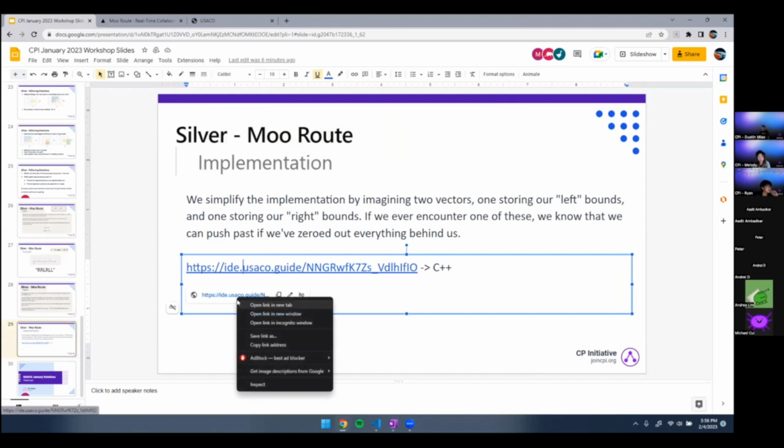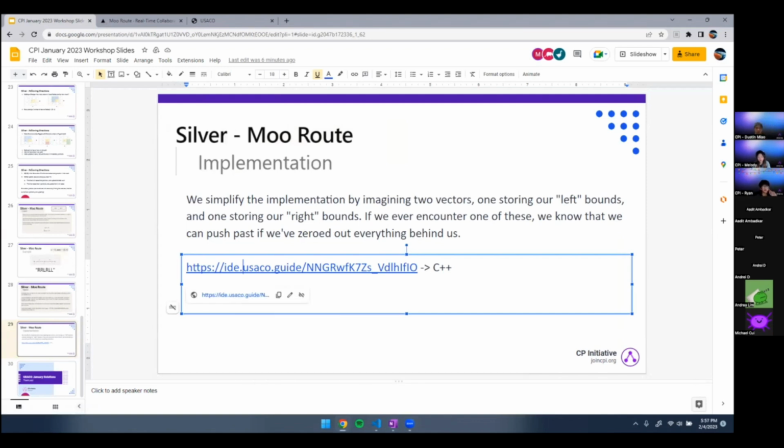And here is the code for it. I'll paste the link in chat.